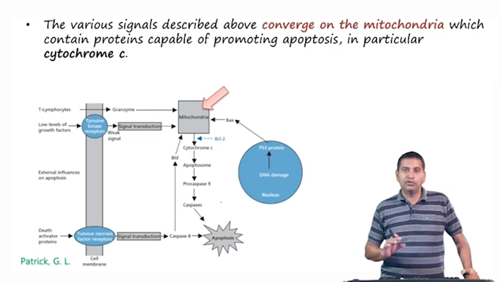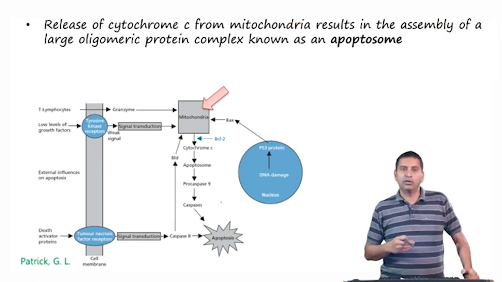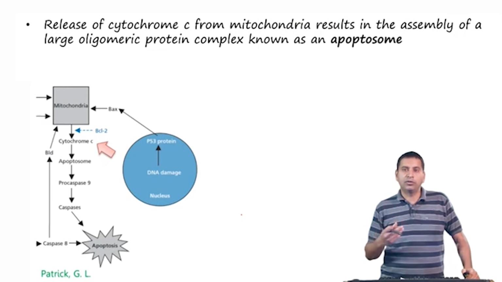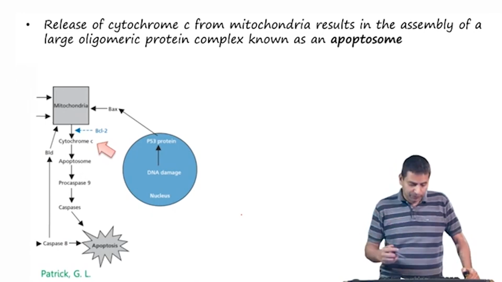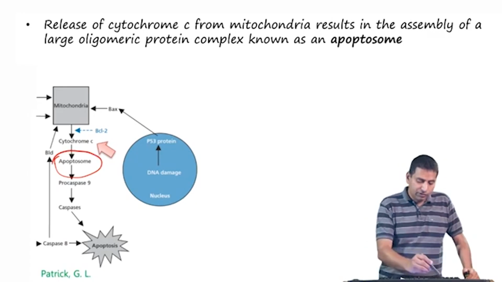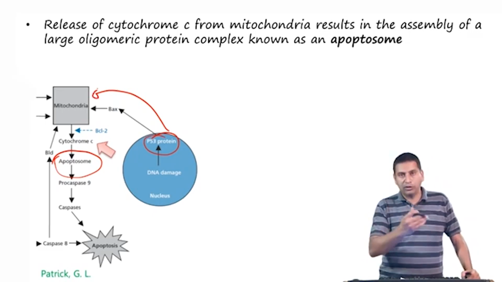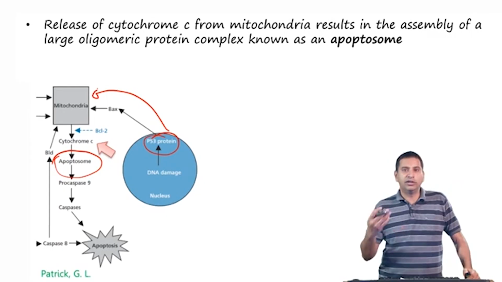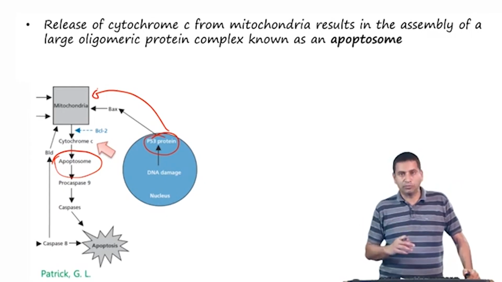The process in which this happens is that the various signals induced by p53 converge in the mitochondria. The mitochondria contain proteins known as cytochrome C, and this cytochrome C is secreted by the mitochondria, and its release results in a series of events which leads to the formation of what is known as an apoptosome. Okay. So, once p53 goes up, it results in interaction with mitochondria. Mitochondria then release this cytochrome C, which triggers the formation of a protein complex known as the apoptosome.